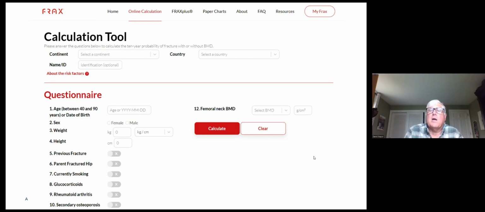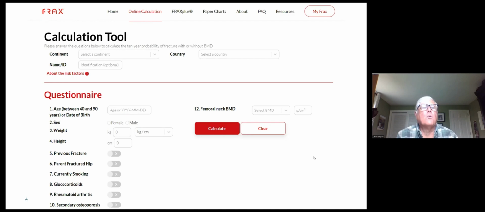And then you put the femoral neck bone density score in there. And then you get a score that will tell you your percent chance of having a major fracture in the next 10 years or a hip fracture in the next 10 years. And again, a risk of 20% or above for a major fracture or 3% or above for a hip fracture characterizes you as having low bone density osteoporosis and need for further evaluation.